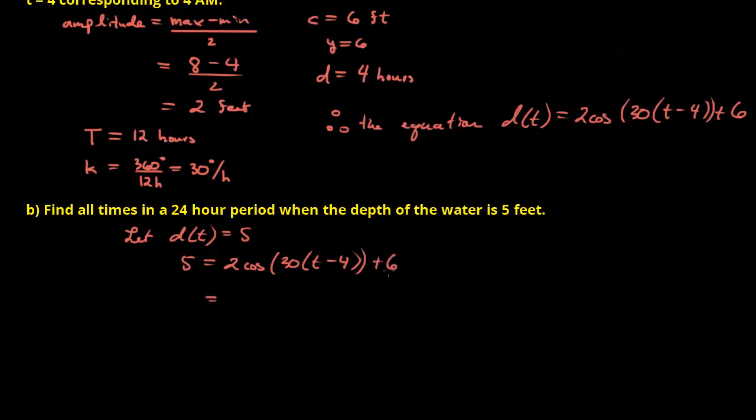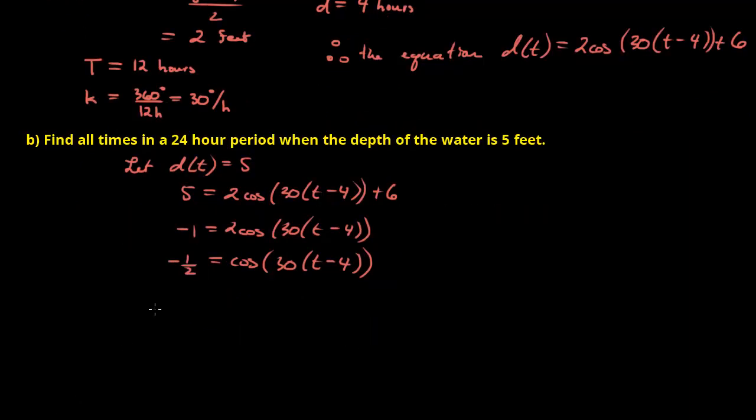If I solve this equation, I first subtract 6 from both sides, and I have negative 1 is equal to 2 cosine of 30 times t minus 4. I can divide both sides by 2, and I get negative 1/2 is equal to cosine of 30 times t minus 4. And I can think about when is cosine of theta equivalent to negative 1/2? To do this, I'm going to think about my unit circle.